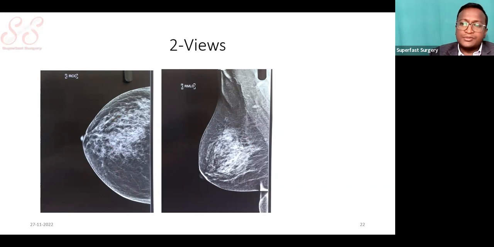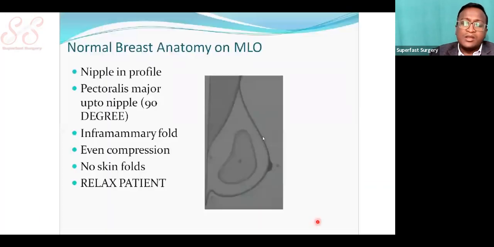We have many more views, that is cleavage view, cleopatra view, lateral view, magnification view. We'll be discussing that also. Now, before we go into the depth of this mammography, first we need to know what is the adequate mammography.